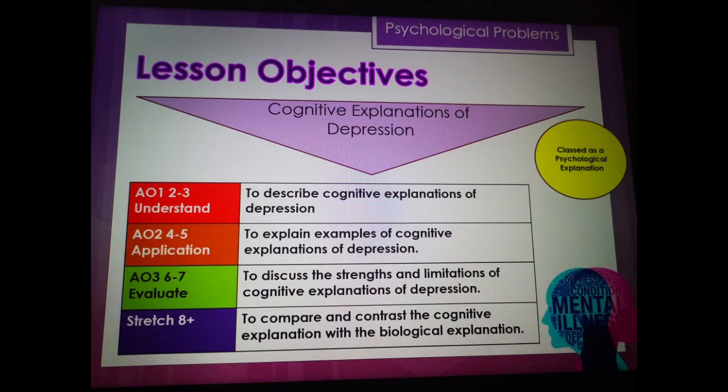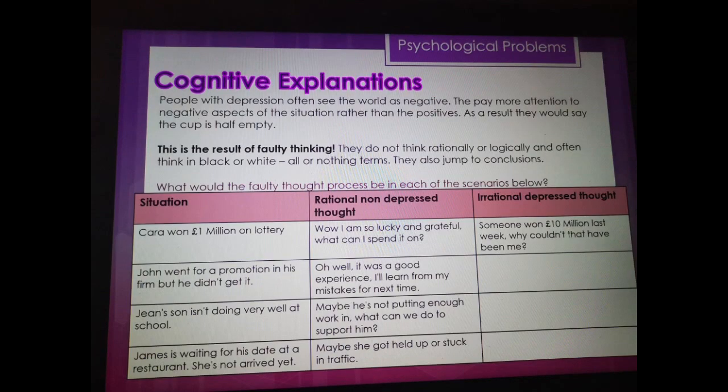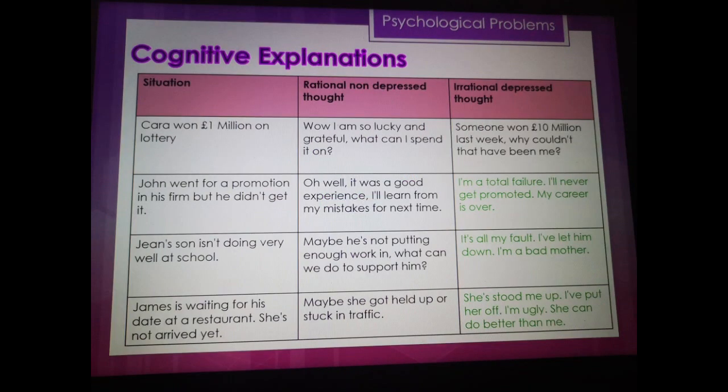Then the PowerPoint slide 6 goes on to cognitive explanations. Okay, this is that idea of faulty thinking. So I want you to have a go at trying to decide on what an irrational, depressed thought would be in the 3 scenarios that you have underneath. So you've got those different ideas. Okay, and then there are some suggested answers there. All right, now we also need to think about what a schema is. Can you remember what that is?